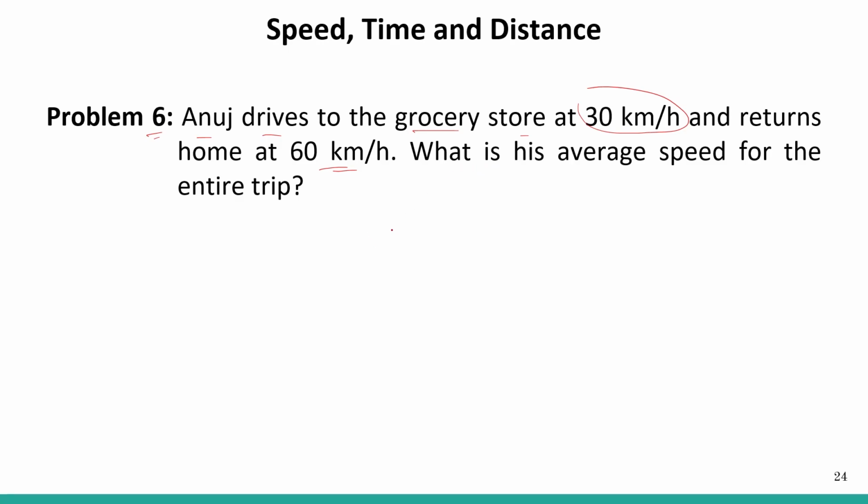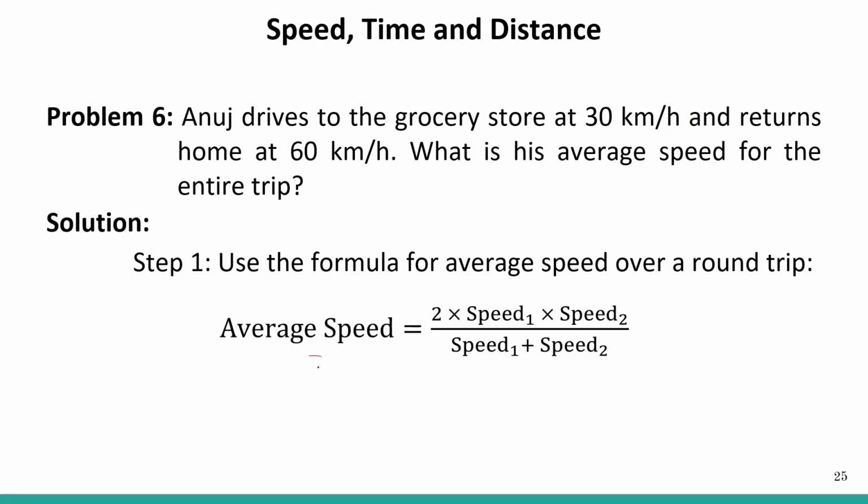Okay, so average speed is equal to what? 2 into speed 1 into speed 2 whole by speed 1 plus speed 2. So in this case, it will be 2 into 30 into 60 by 30 plus 60. So it will be equal to what? 3600 whole by 90. So cancelling a 0 out, what we are left with is 9 into 40. So it will be 40 km per hour. So 40 km per hour is the average speed of Anuj.